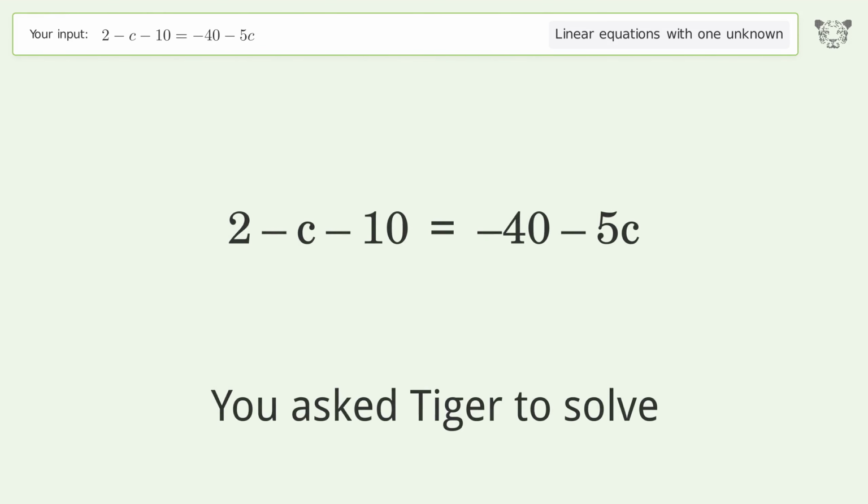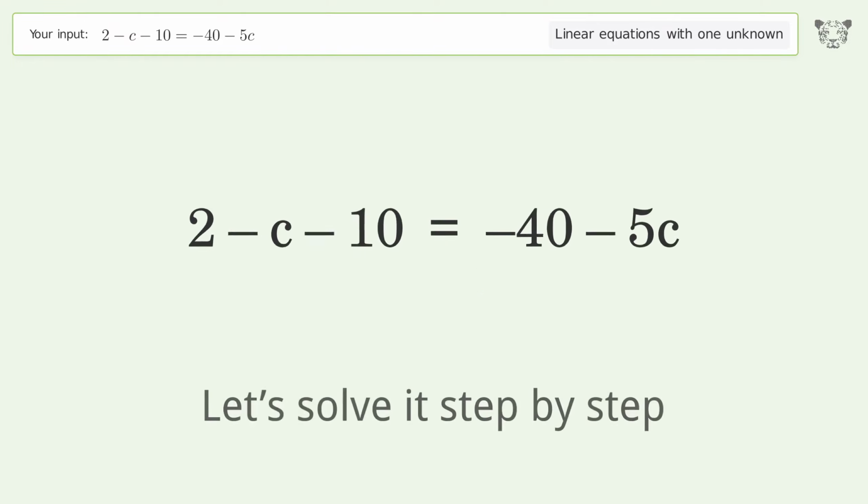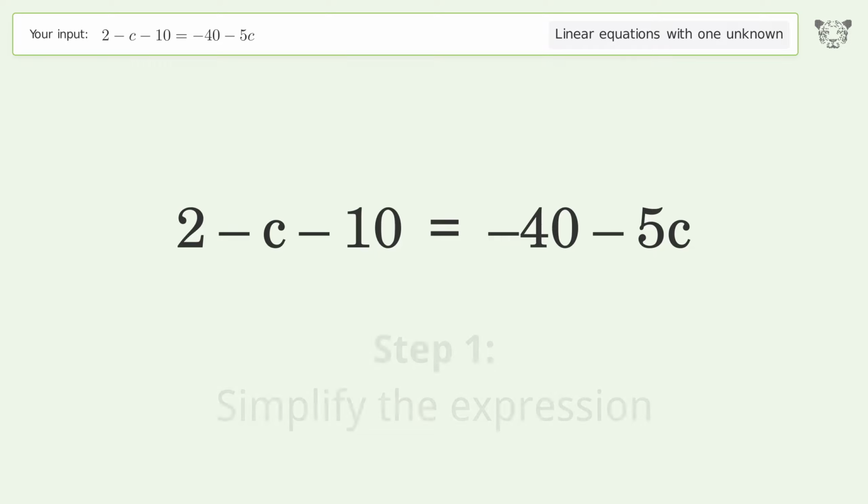You ask Tiger to solve this. This deals with linear equations with one unknown. The final result is c equals -8. Let's solve it step by step. Simplify the expression. Group like terms.